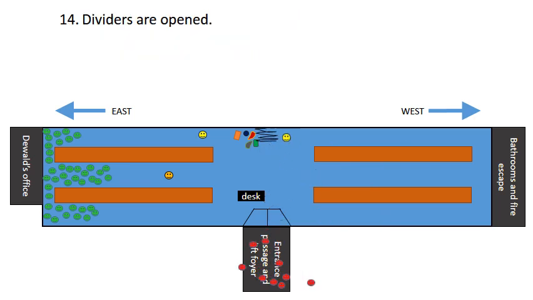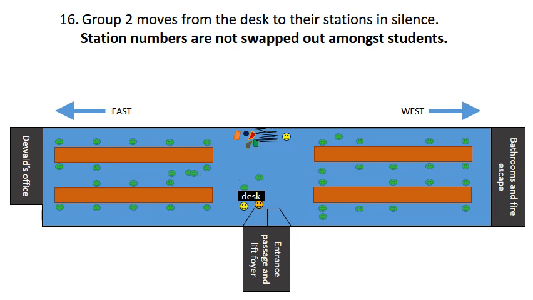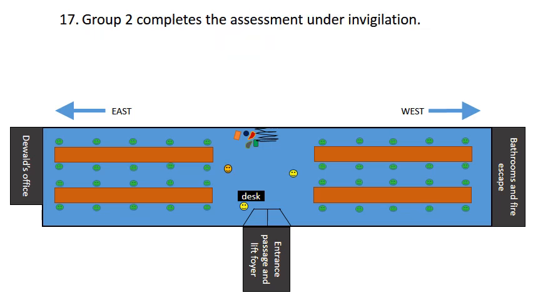After this, the divider can be opened, and Group 2 will be allowed to approach the desk where their student cards will be checked and they will receive examination slips and station numbers. The same procedure will follow. They will go to their desks or to their stations, not swapping out the station numbers on the way there. After this, the assessment will start for them under invigilation.